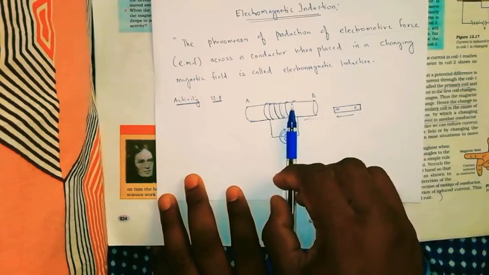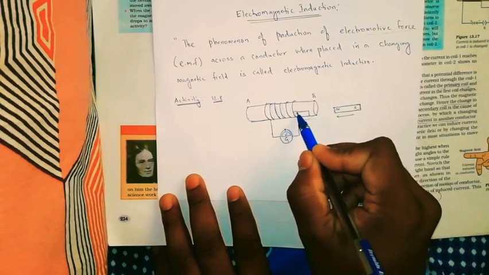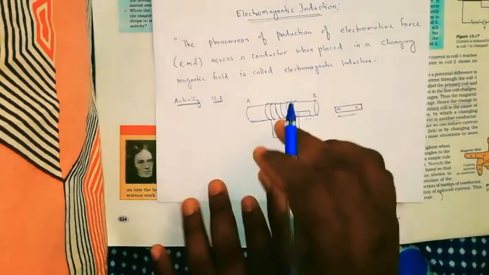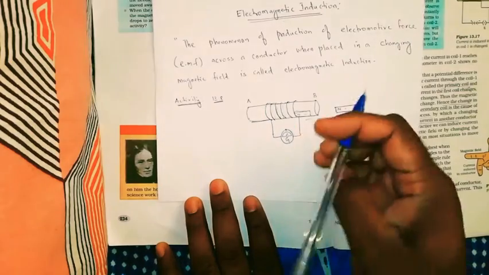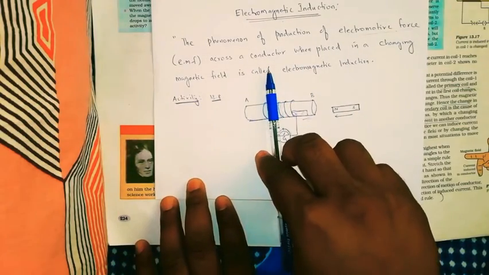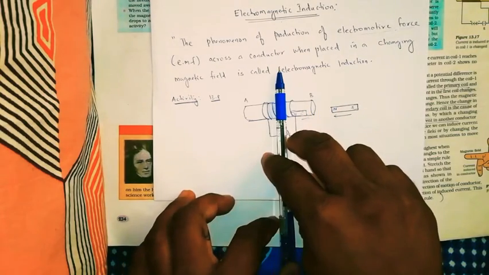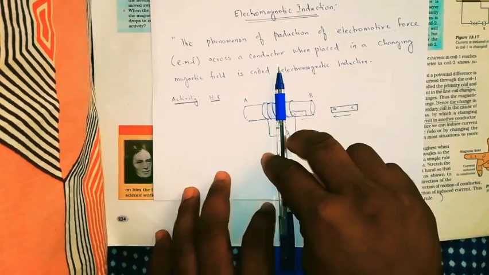Okay, after taking it inside, they are keeping the magnet there itself, inside. Then what happened? Immediately, earlier it was like this, when we take it inside it goes like this. When we keep it inside, then it will come back to zero. That means no current is flowing.